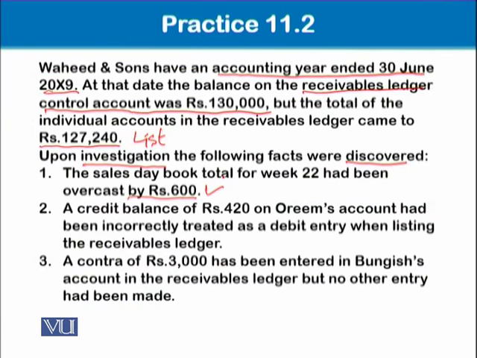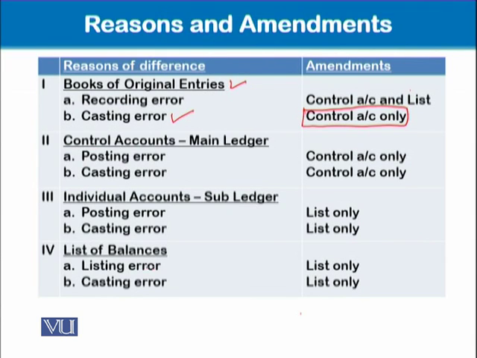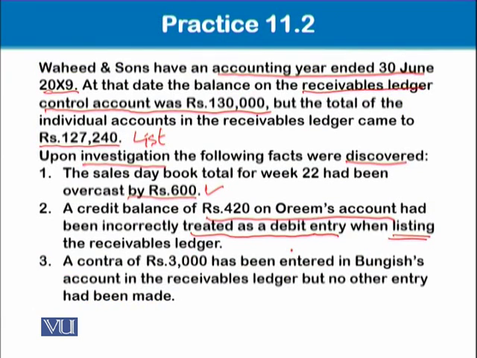The second issue: a credit balance of 420 on Oreem's account had been incorrectly treated as a debit entry. It was in fact a credit balance, but has been taken as a debit entry while listing. So it is a listing error. When there is a listing error, we have to amend the balance of the list only. We'll see how to deal with all these. Let's complete this question first.